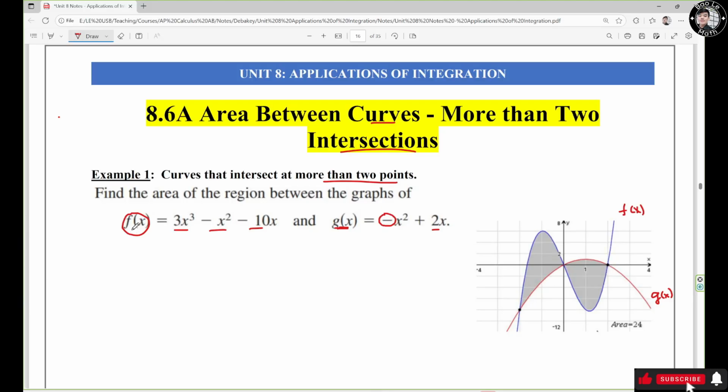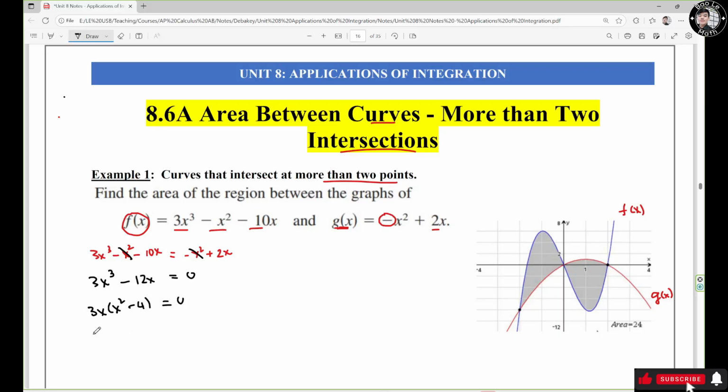So basically, you just let f of s equal g of s, which is 3s cubed minus s squared minus 10s equals negative s squared plus 2s, to find the intersection points. Both sides have the same negative s squared, so you're going to cancel those out. So you have 3s cubed, subtract 2s from both sides, so it will be 3s cubed minus 12s equals 0. Factor 3s out, so you have 3s times s squared minus 4 equals 0.